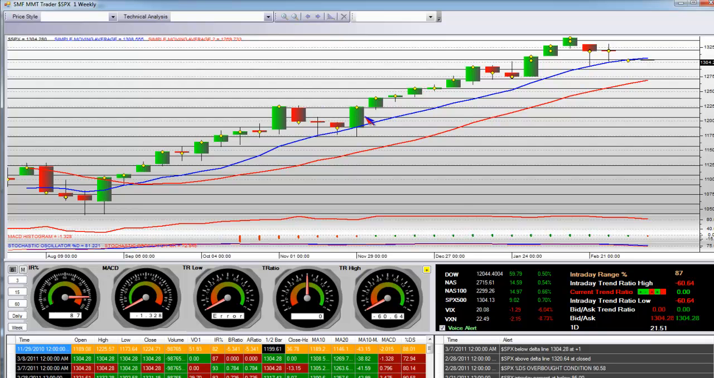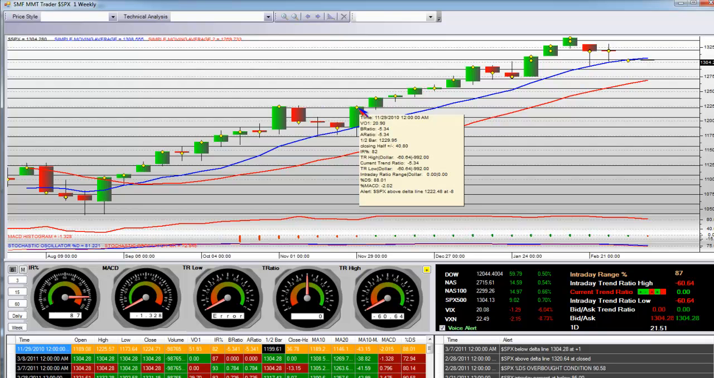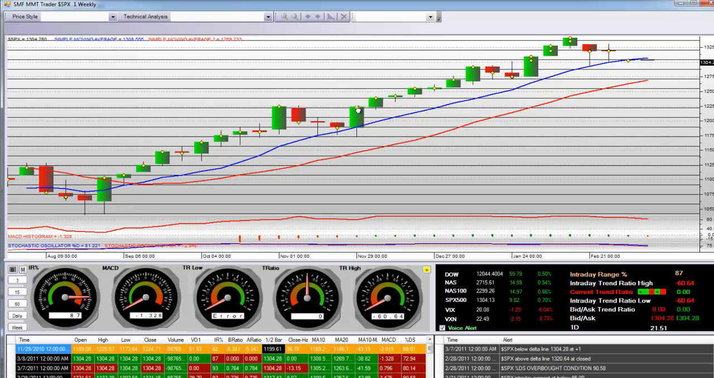Let's take a look and see what this bar is. That was on 11/29 of 2010, and that half bar was 1229.95 right here, because that's what it says in the info panel. That's what the actual half weekly bar was, from the bottom all the way up to the top and down. It doesn't matter.